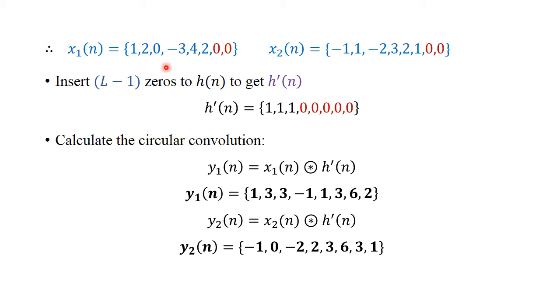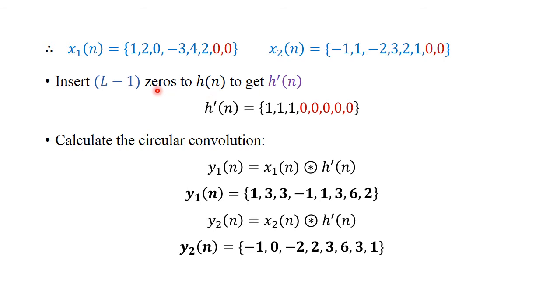Okay, so now after concatenation we are going to have a redefined sequence x1 of n with 0 extra added at the end part, that you can observe over here, and also for x2 of n, the same criteria.